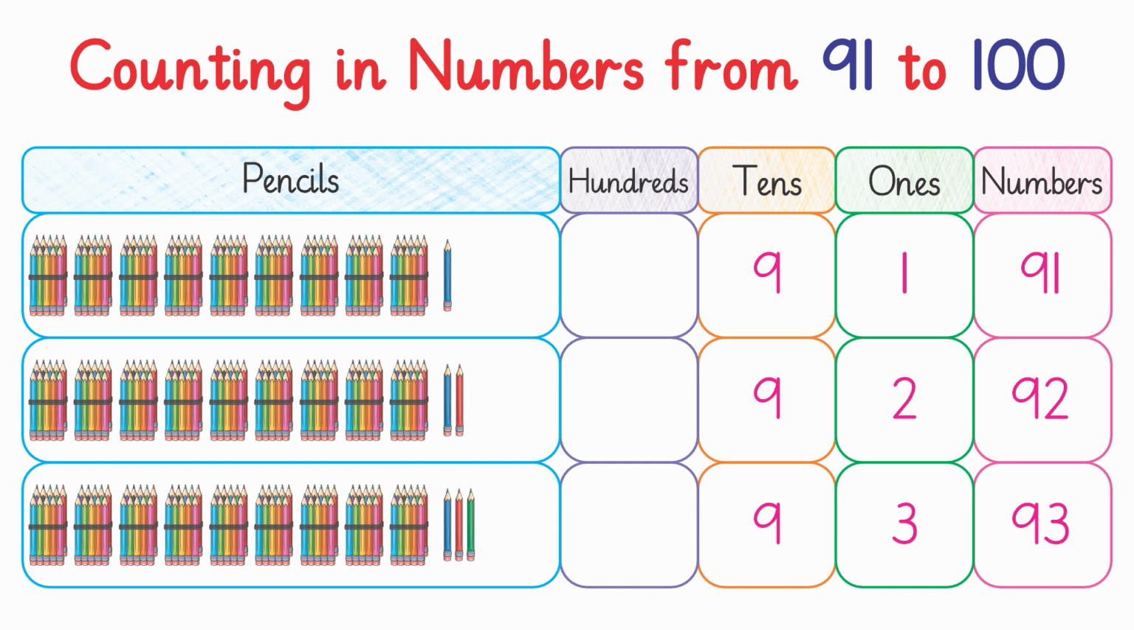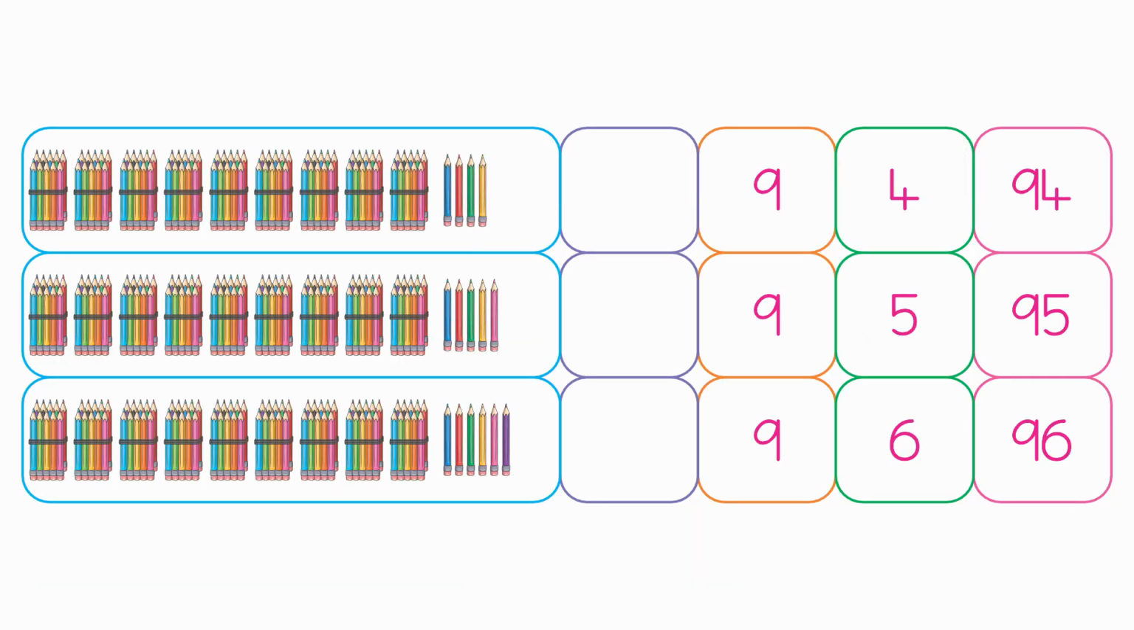2 ones, 9 tens, 92. 3 ones, 9 tens, 93. 4 ones, 9 tens, 94. 5 ones, 9 tens, 95.